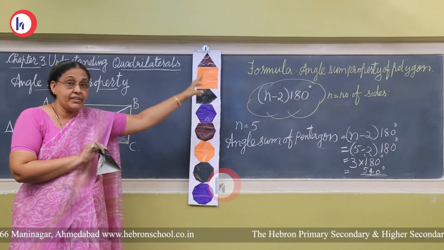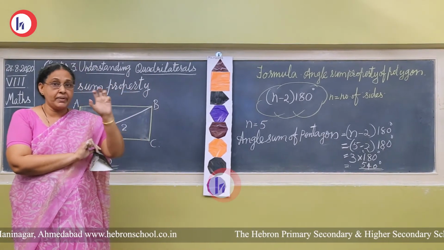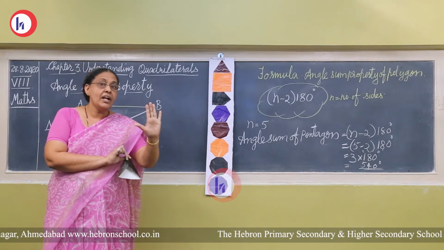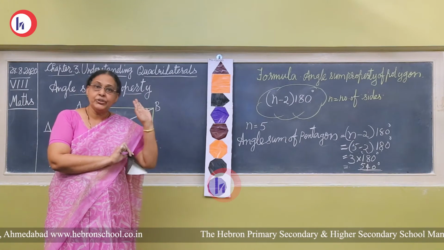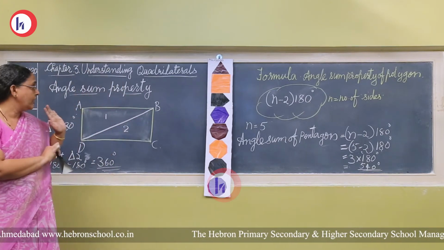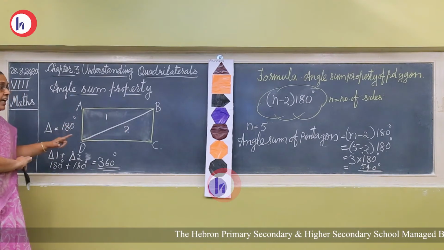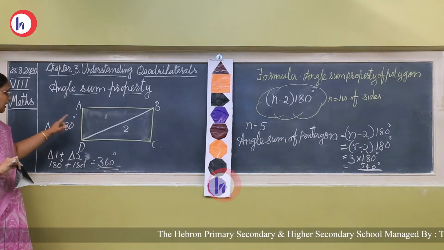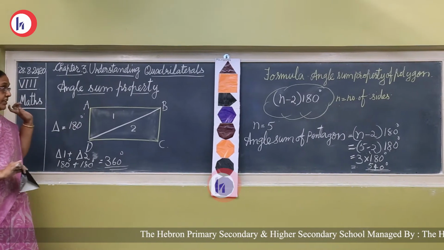That I told, always write formulas on a drawing page, paper page and put it in front of your study table and go through it every day. Once you read, you will be able to remember it. And you can see that 540 degrees for a pentagon and quadrilateral is 360 degrees, and already learned in 7th standard the total sum of a triangle is 180 degrees.